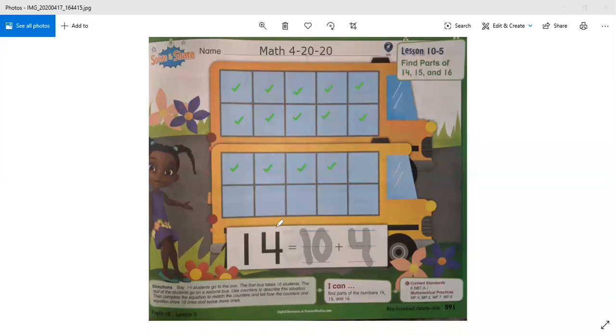So 14 is 10 ones and 4 more ones, also known as 14 equals 10 plus 4. So you want to make sure you write down this equation to show that you are working it out with me and you're helping me out. 14 equals 10 plus 4. All right, we're going to go on to the next page, but go ahead and pause it if you need more time to write that problem down. Remember, this was problem number 1. We're going to go on to problem number 2 now.